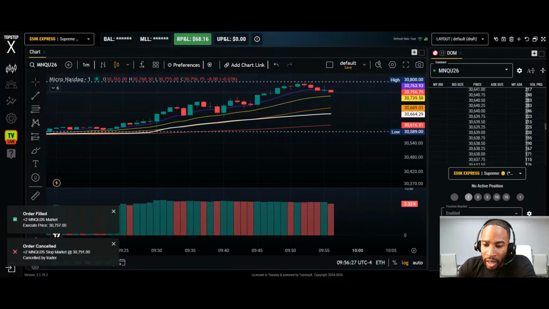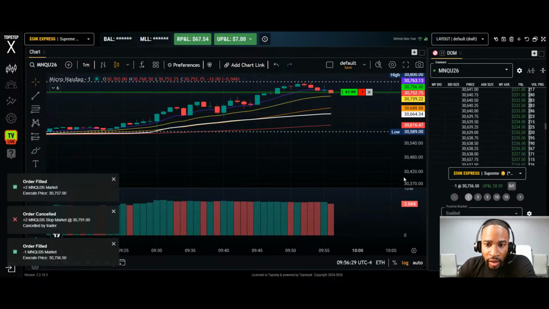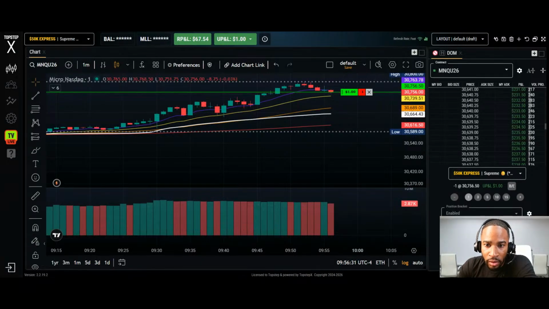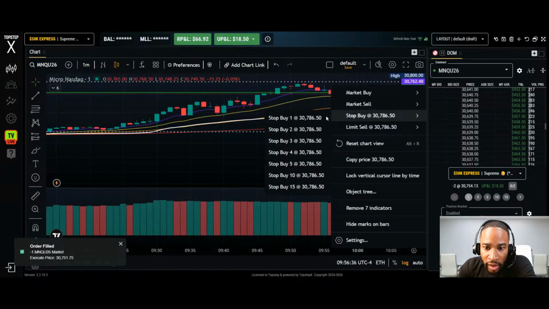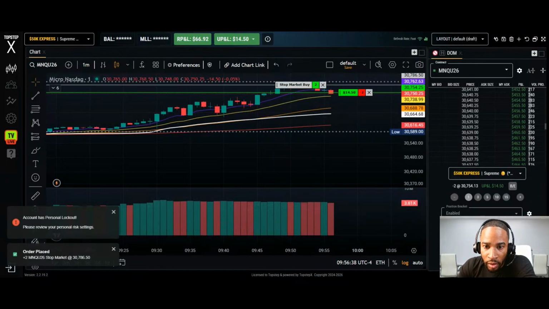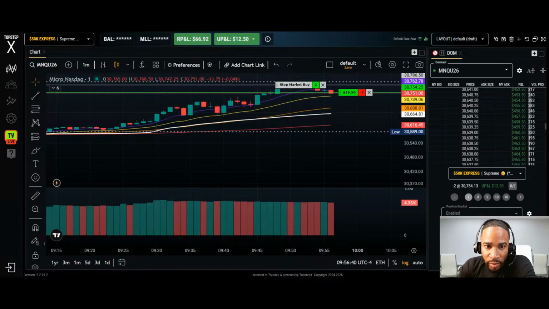Order filled. I just sold. I'm going to get back in right here. I just secured some profits. All right, I'm going to add one more right here. I'll place my stop loss right here. 2 contracts at the moment. And I'll sell my next position down here at this yellow line. That's going to be my next sell target.